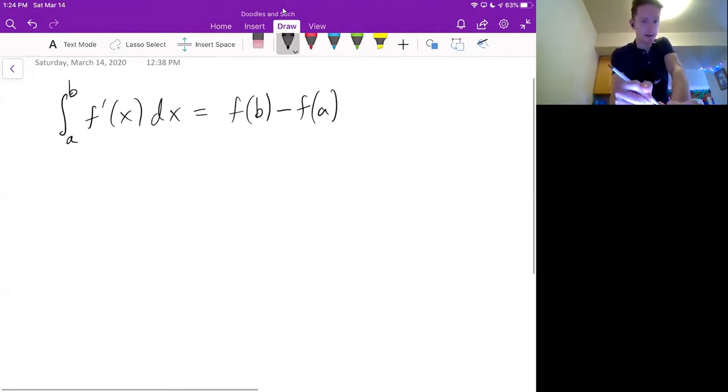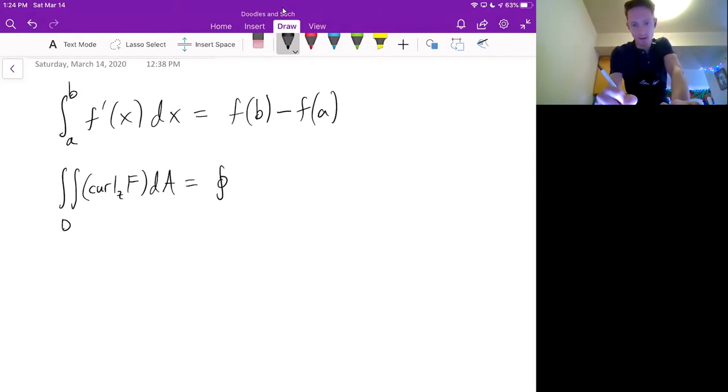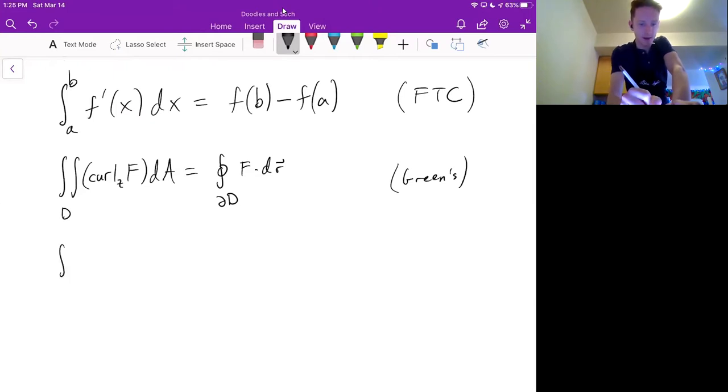So this is what we use all the time to actually compute definite integrals. And then we have Green's theorem in 2 dimensions, which says that the integral over some region D of the z component of the curl of a vector field is equal to the integral over the boundary of D of the circulation of the vector field. So this is fundamental theorem of calculus, Green's theorem.